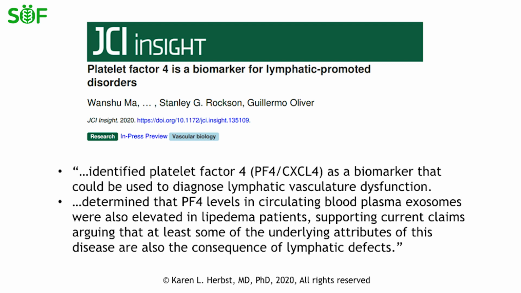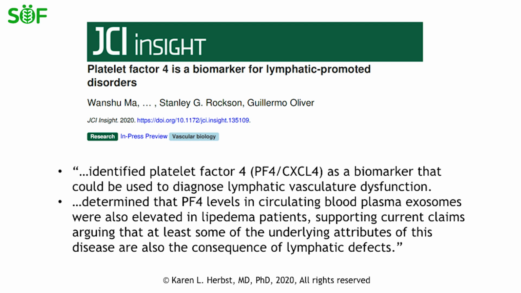And I think everyone knows about the new paper that came out from Stanley Rockson and Guillermo Oliver. And they identified a molecule called platelet factor 4 or CXCL4. And this is a biomarker that can be used to diagnose lymphatic vascular dysfunction. And they looked at women with stage 1, stage 2, and stage 3 lipedema, and they found that PF4 levels were elevated in lipedema patients. And this supports current claims arguing that at least some of the underlying attributes of this disease are also the consequence of lymphatic defects. So I think this confirms that lymphatic abnormalities are important in lipedema.